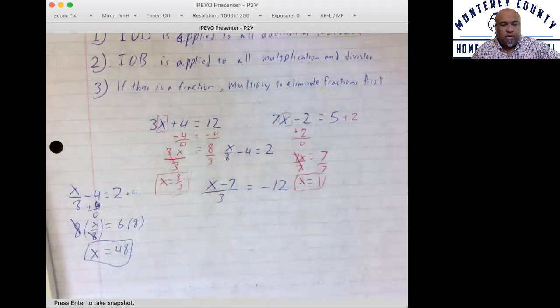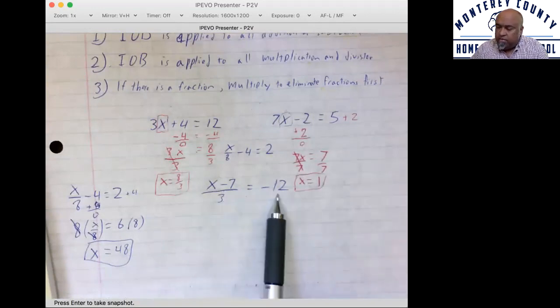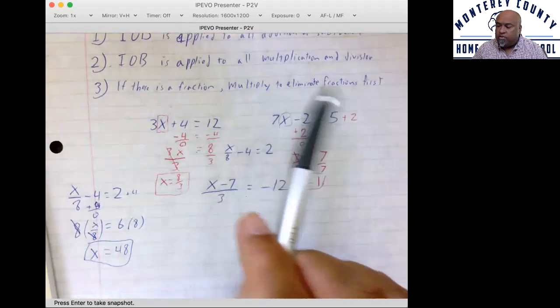Now, continuing on, let's go ahead and look at the next problem. x minus 7 over 3 is equal to 12. Now, this is where I go to step 3. If there is a fraction, multiply to eliminate fractions first.